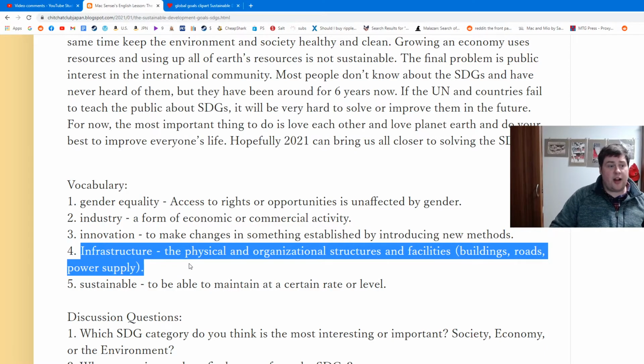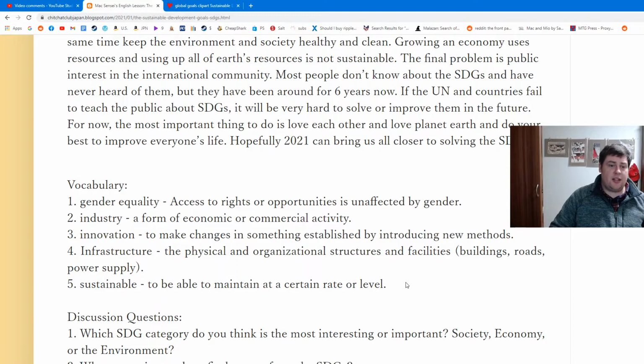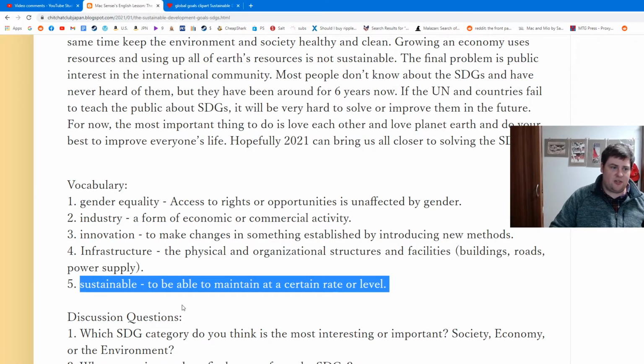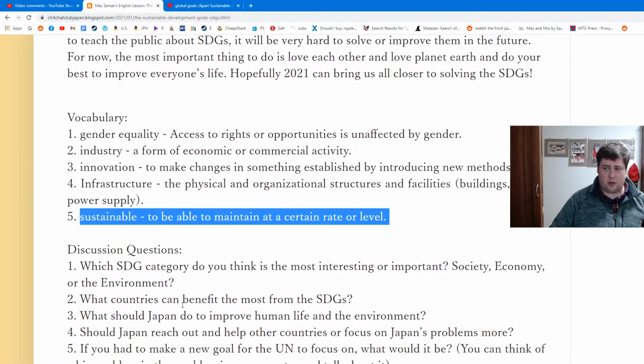All right, and number 5 is sustainable. And this is in the title of today's article, Sustainable Development Goals. It's to be able to maintain at a certain rate or level. So it means we don't use up, we keep the thing. Sustainable development means to improve. So sustain, to be able to maintain at a certain rate or level.